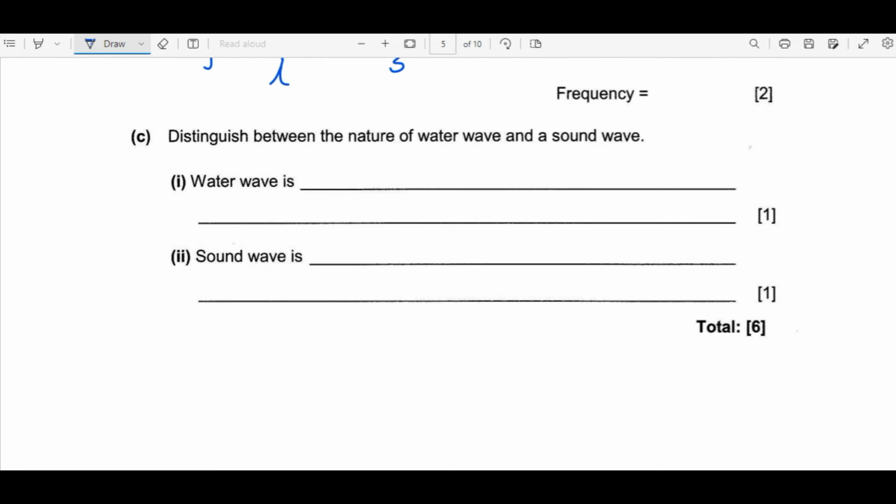Then part C: distinguish between the nature of a water wave and a sound wave. A water wave is a transverse wave. Then a sound wave is a longitudinal wave.